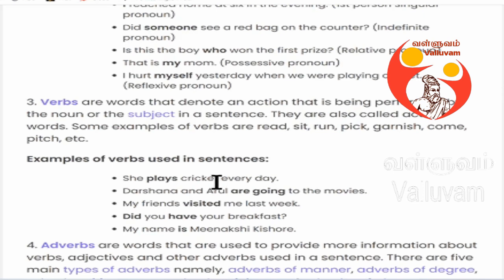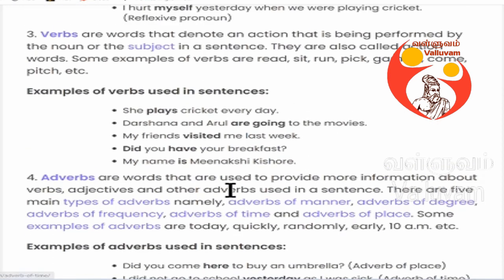A pronoun is what you use instead of a proper noun or a common noun. Like instead of saying Abhishan, I say he went to the cinema, so that he is a pronoun. What are the pronouns? I, she, he, it, they are all pronouns.